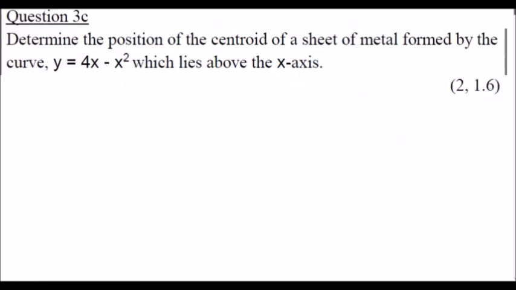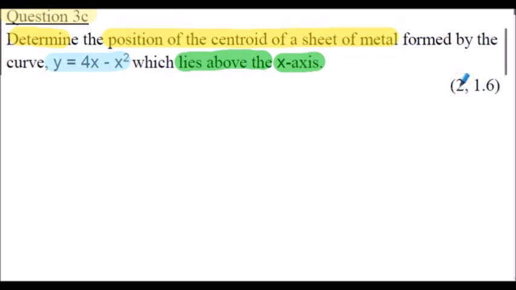As question 3c, we've got to determine the position of the centroid of a sheet of metal, which is formed by the curve y is equal to 4x minus x squared, and we're informed that this area lies above the x-axis. Here's the x bar and y bar locations.